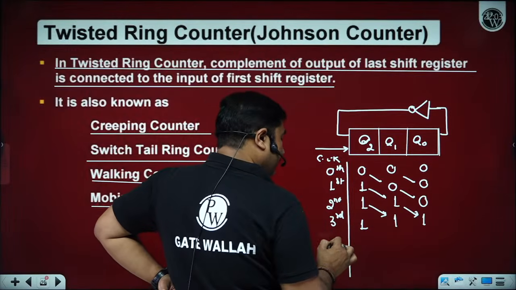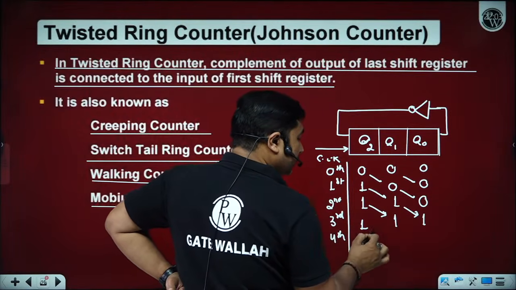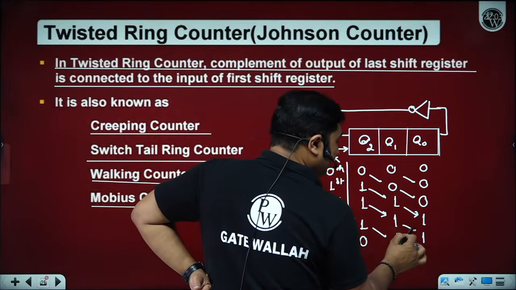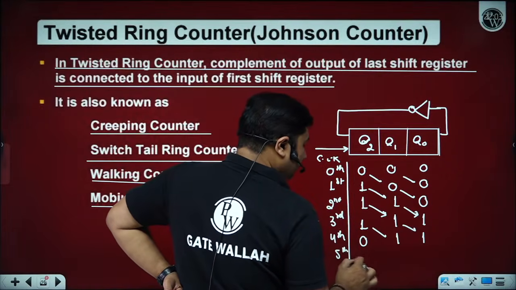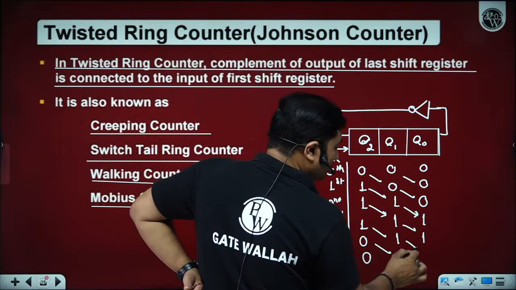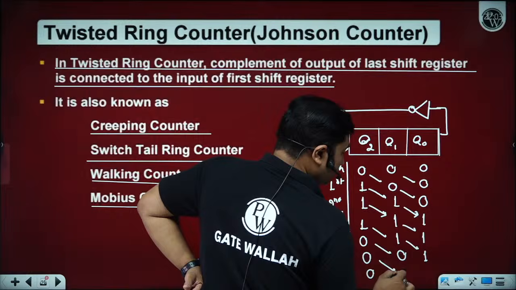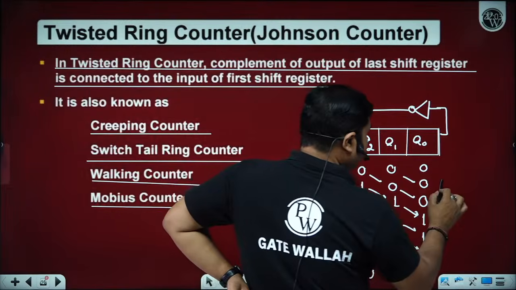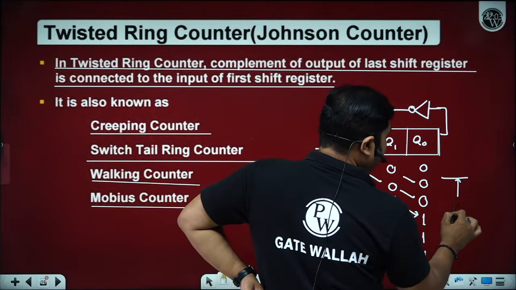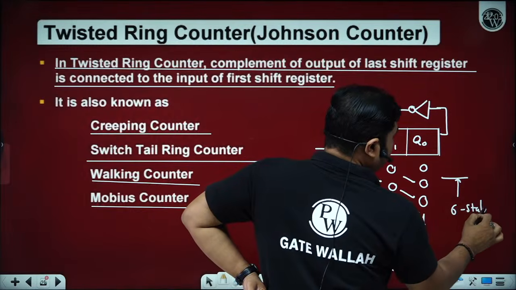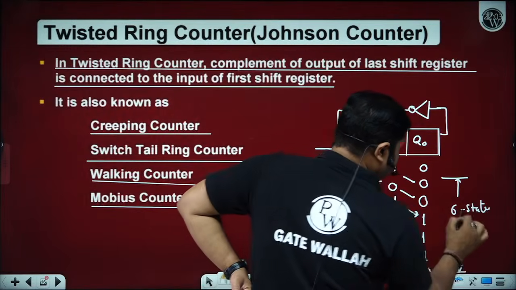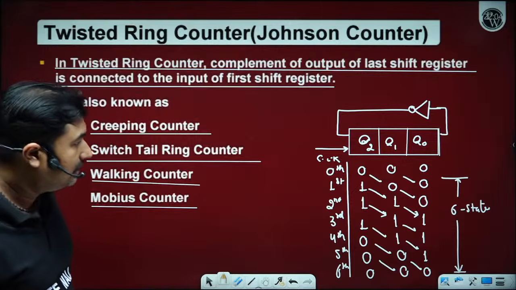Now, on application of the 4th clock pulse, you will get 0, 1, 1. On application of the 5th clock pulse, you will get 0, 0, 1. On application of the 6th clock pulse, you will get 0, 0, 0. So how many different states? We have 6 different states for 3-bit. Is it okay?